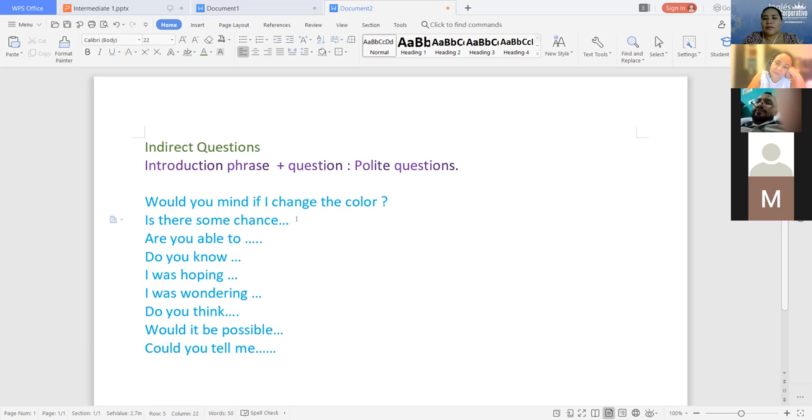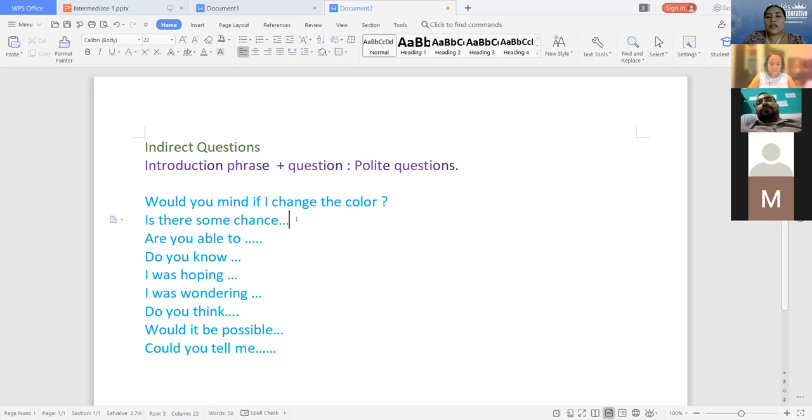For example, you can ask the person, you're talking about cars, right? You wanted a specific model, but there are different colors: red, blue, green. So I can ask you, would you mind if I change the color? We can keep the same model, but the color is not the one that I have.